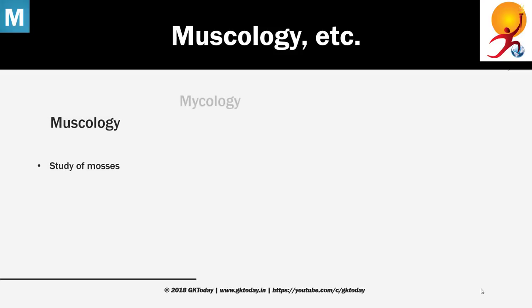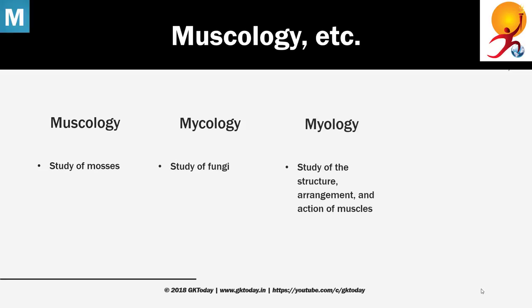Muscology is the study of mosses. Mycology is the study of fungi. Myology is the study of the structure and arrangement of muscles and how they function. So notice the difference. Mycology is the study of fungi and myology is the study of structure, arrangement and action of muscles.